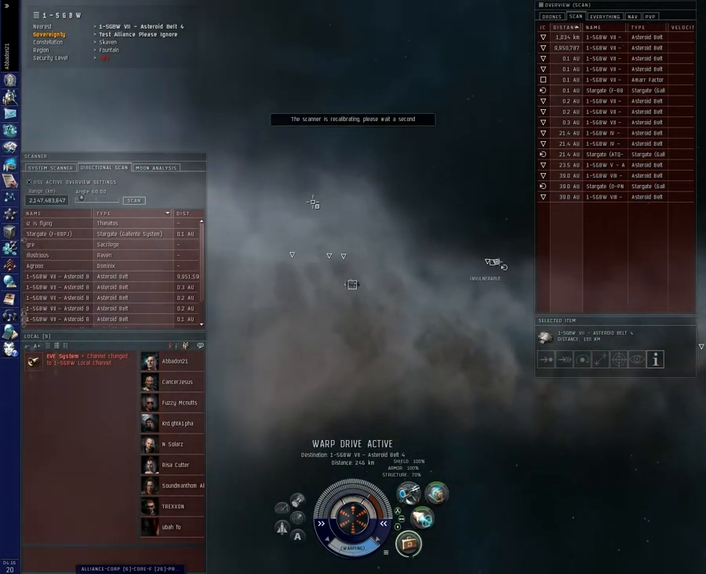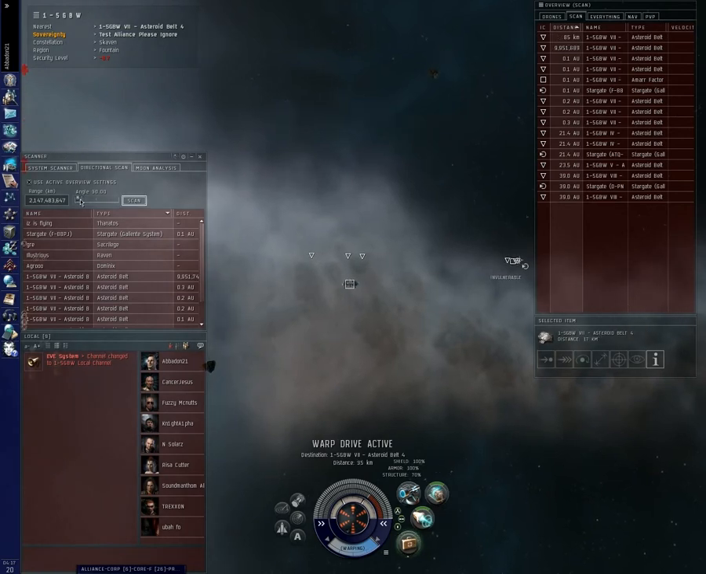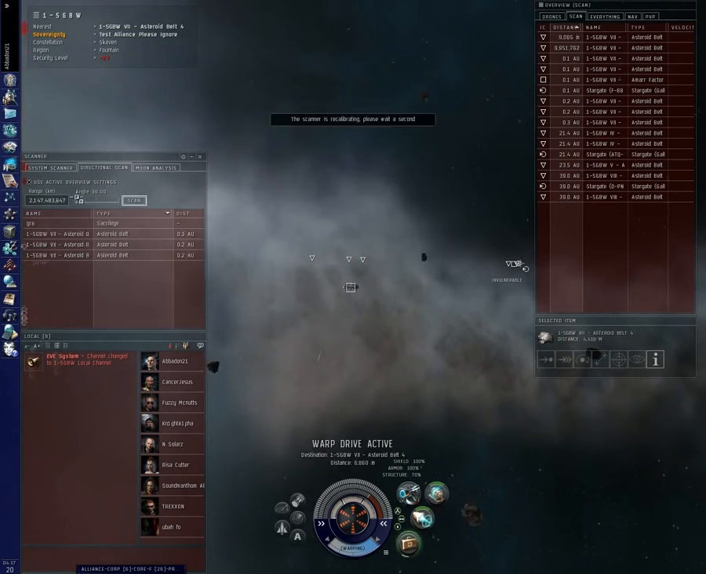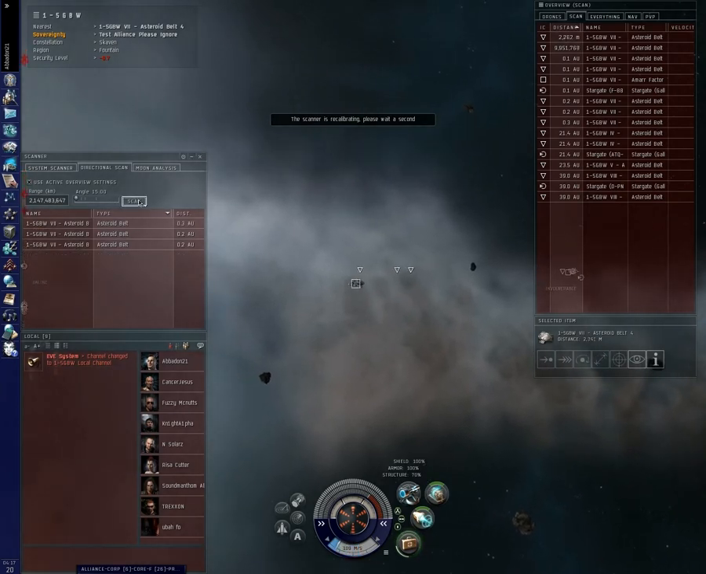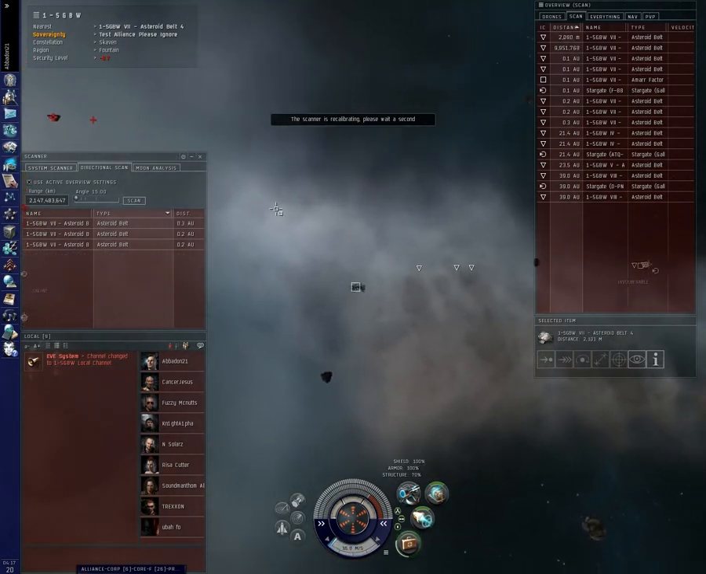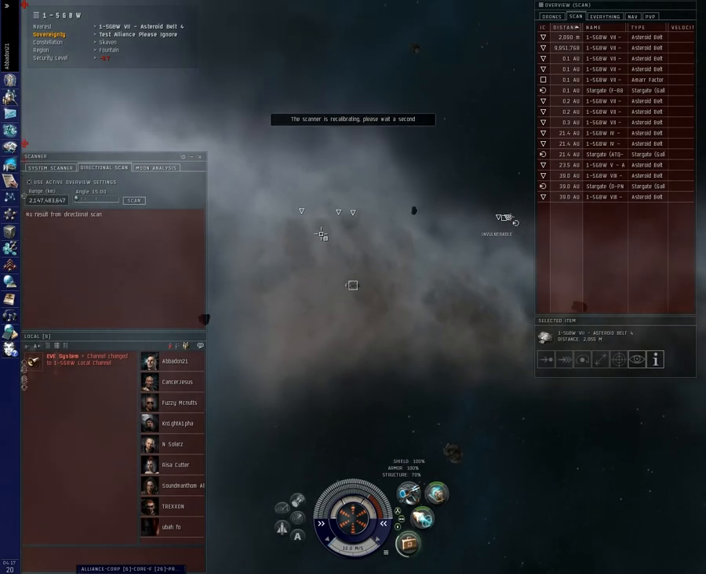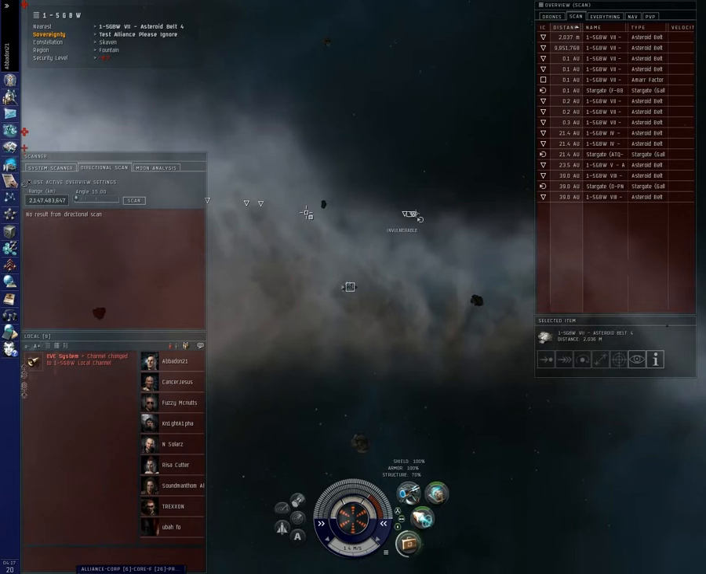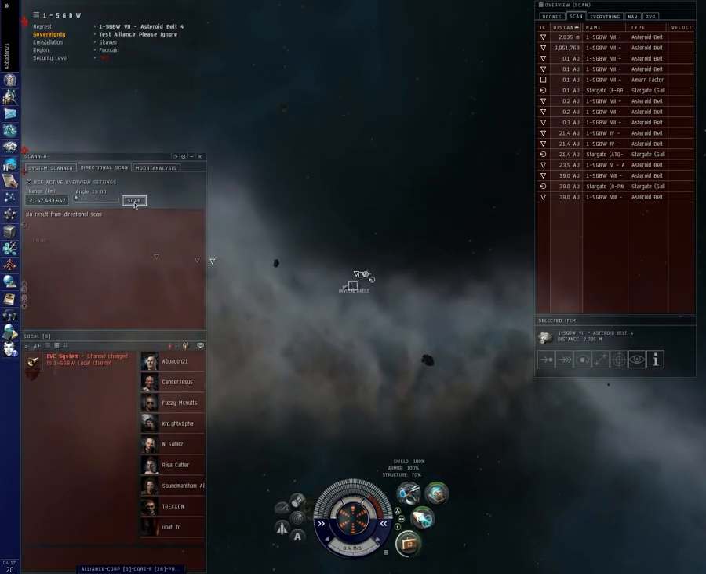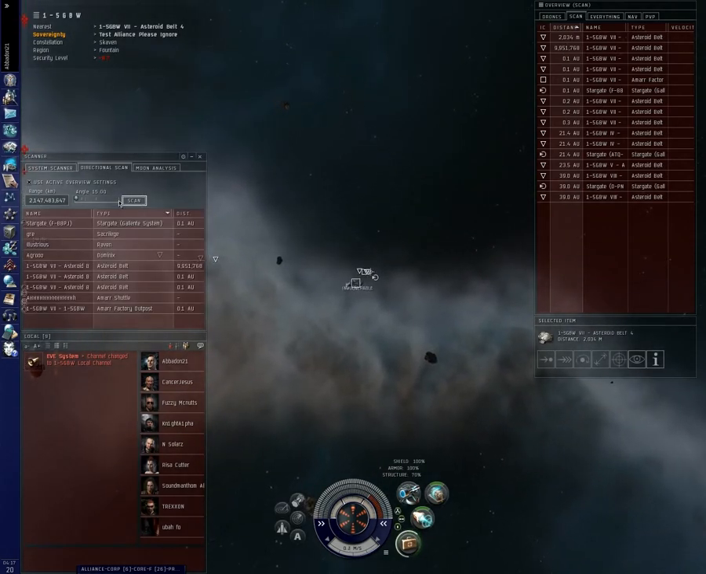So I'm going to keep scanning, looking. They might have been here and warped off. Sacrilege on scan with some belts there, and he's gone again. So at this point, I'm wondering, is he in a safe spot? Usually they're not this hard to scan, to be honest. But sometimes you get some ships that are just seriously difficult to scan. I think I just caught him in warp is what happened there.